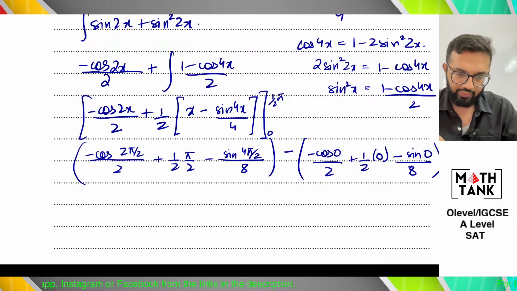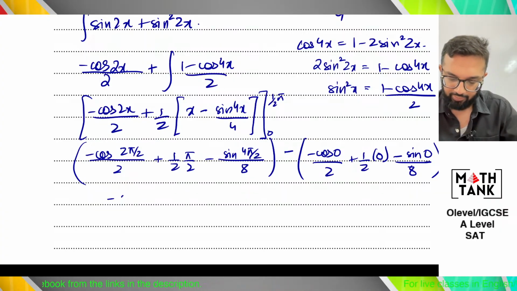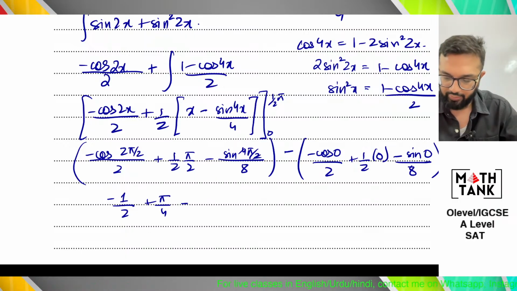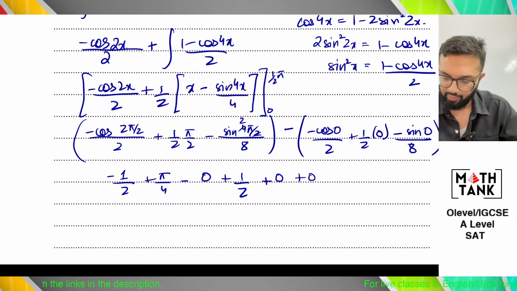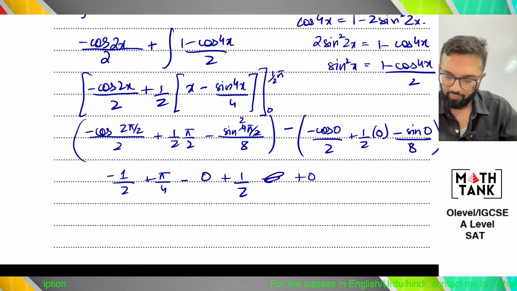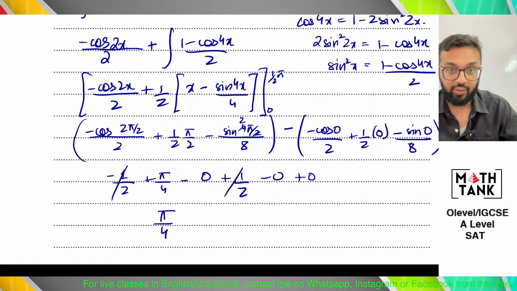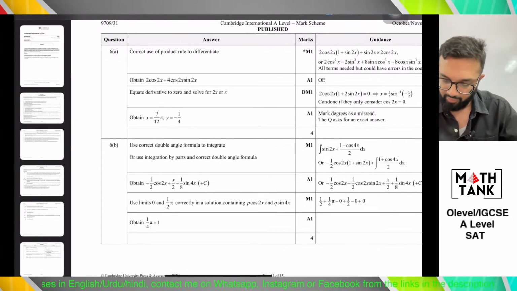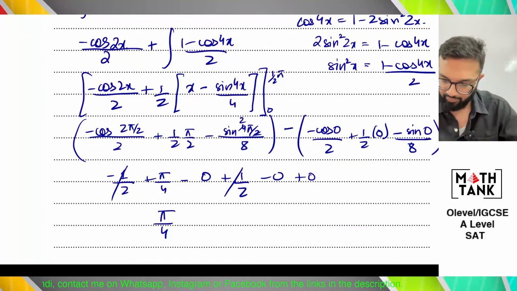I don't want to take any risks, so I'm doing this on a calculator. Minus 1 over 2 plus pi over 4, and 2 pi is should be 0, I think. That's 0. And then minus cos of 0 is minus half, so that gives me plus half, plus 0, plus 0. So unless I've made a calculation mistake, the answer should be pi over 4. Let's check. Pi over 4 plus 1, which means that I've made a mistake somewhere.